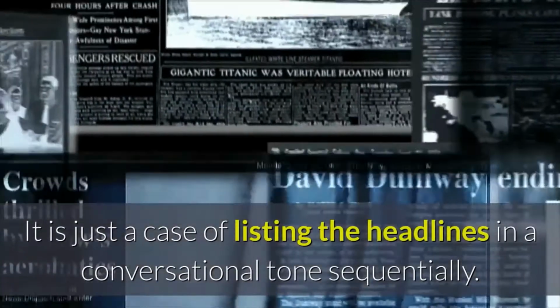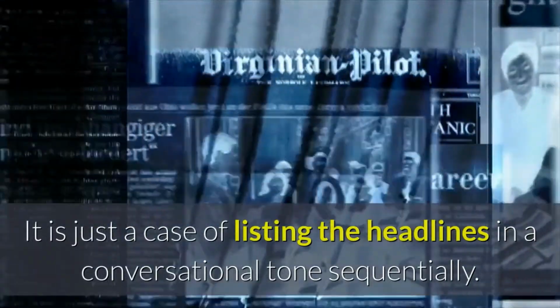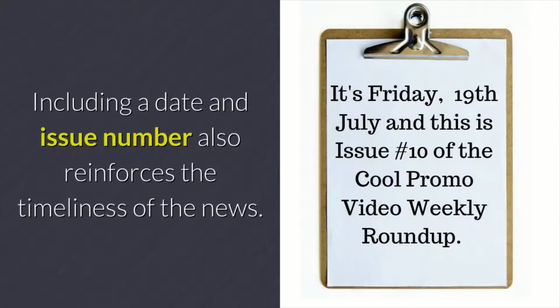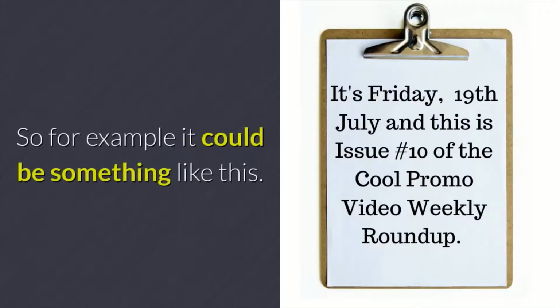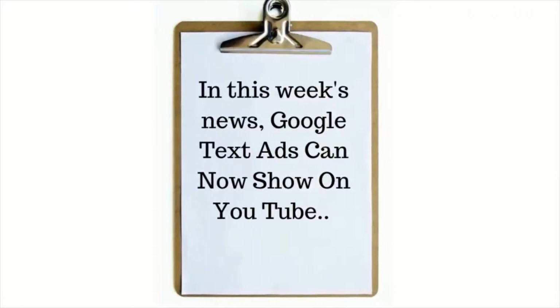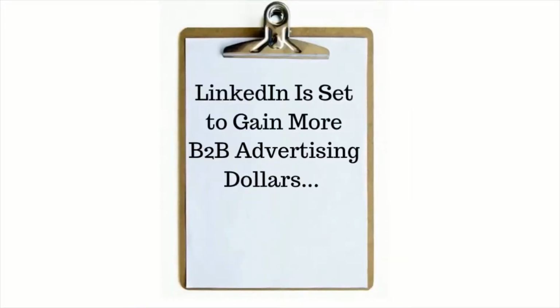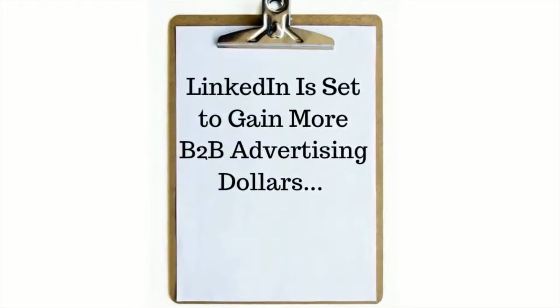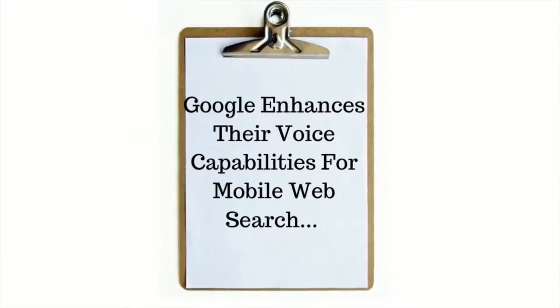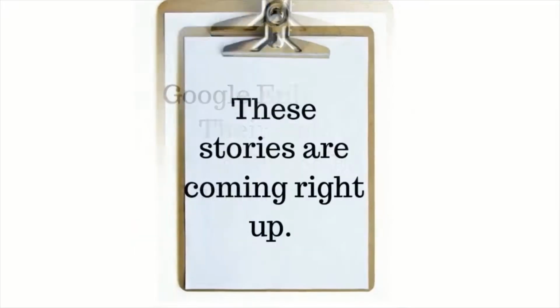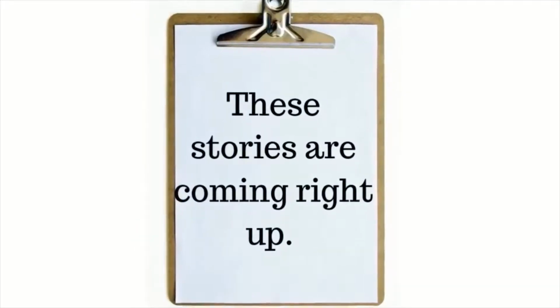It is just a case of listing the headlines in a conversational tone sequentially. Including a date and issue number also reinforces the timeliness of the news. So for example, it could be something like this. In this week's news, Google text ads can now show on YouTube. LinkedIn is set to gain more B2B advertising dollars, and Google enhances their voice capabilities for mobile web search. These stories are coming right up.